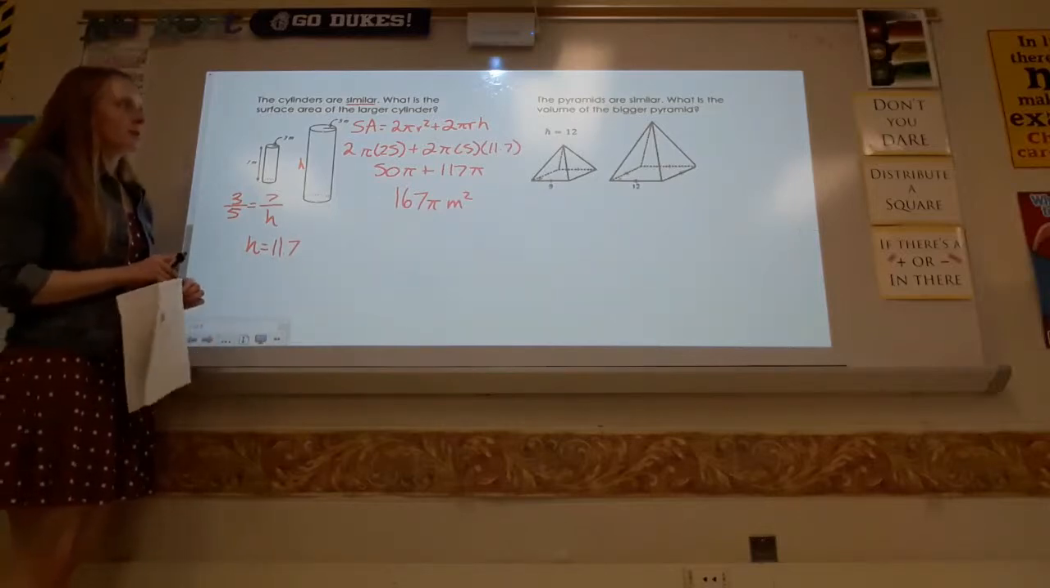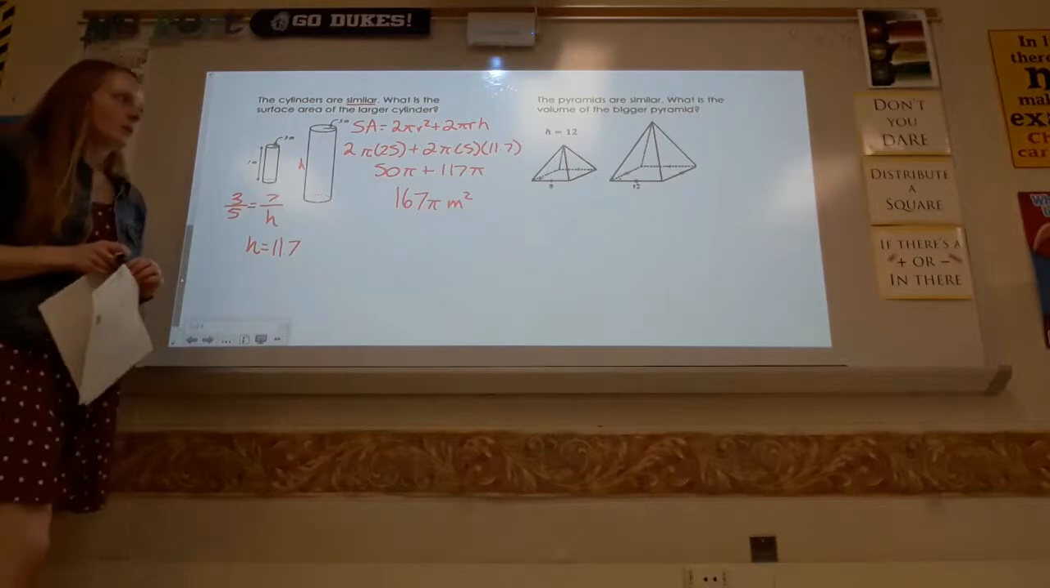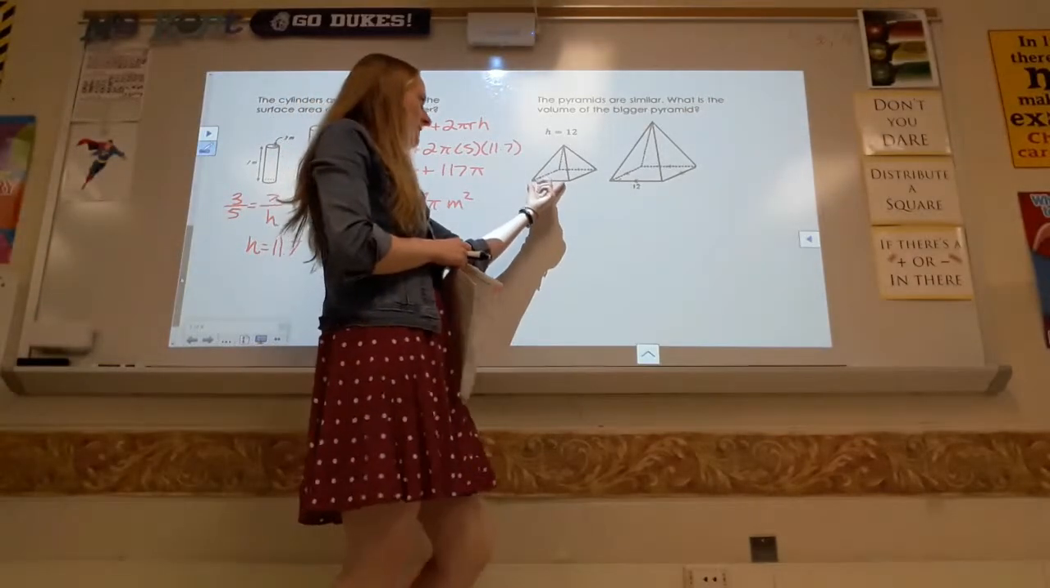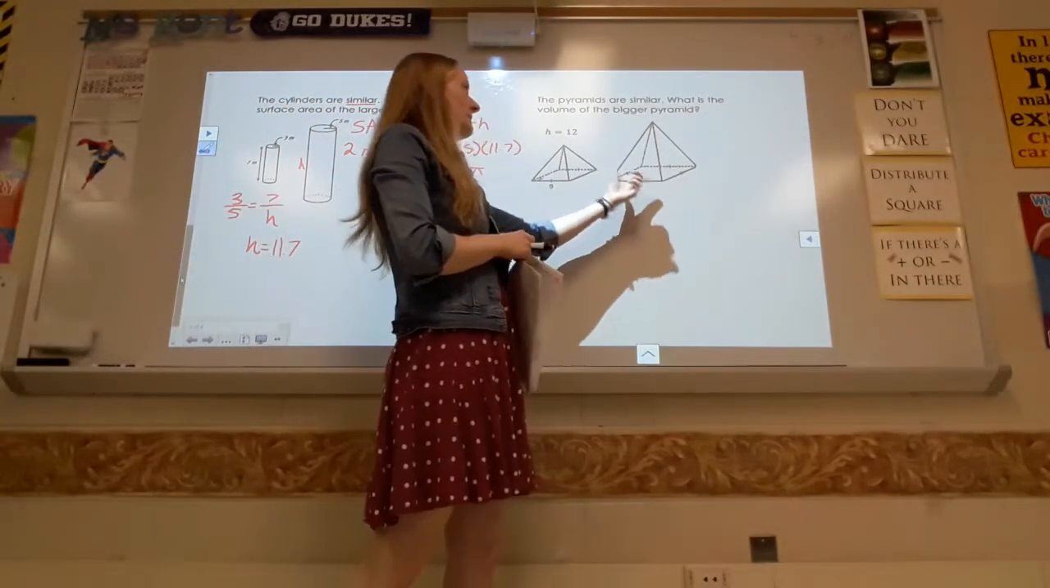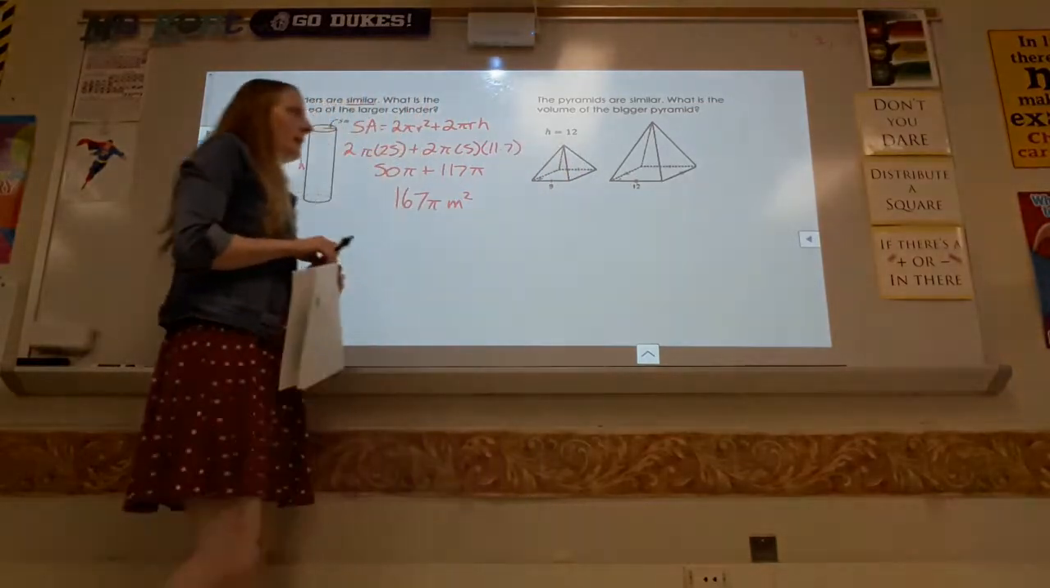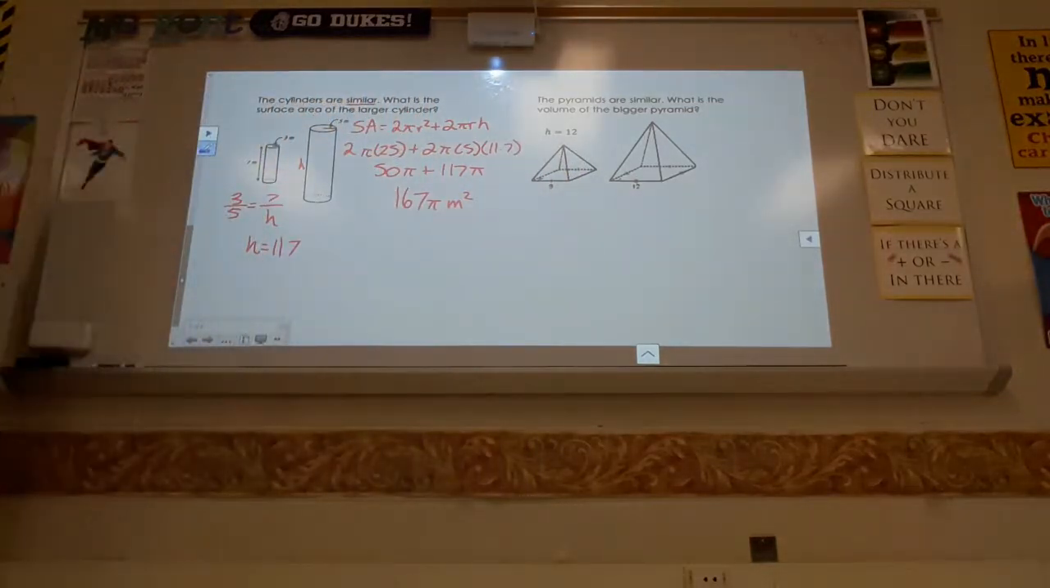We have 2 pyramids. I want to find the volume of the bigger pyramid. You have one side of the square base here, one side of the square base here, and you know the height of the smaller one. So go ahead and find the volume of the bigger pyramid using the fact that they are similar.